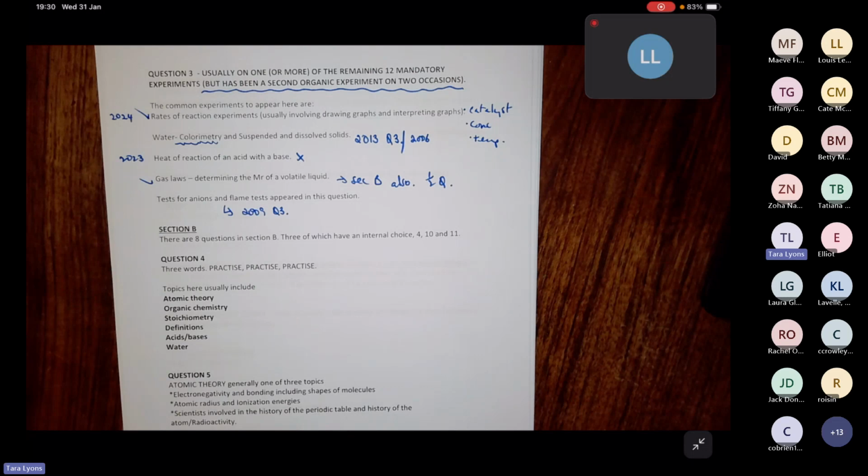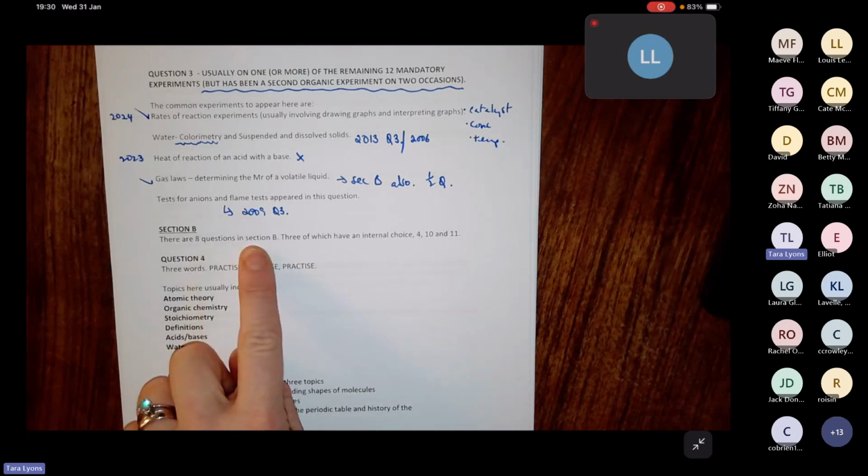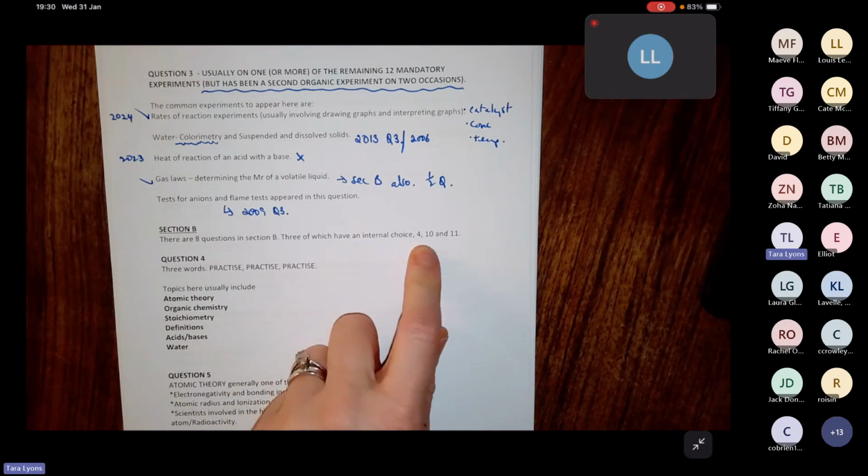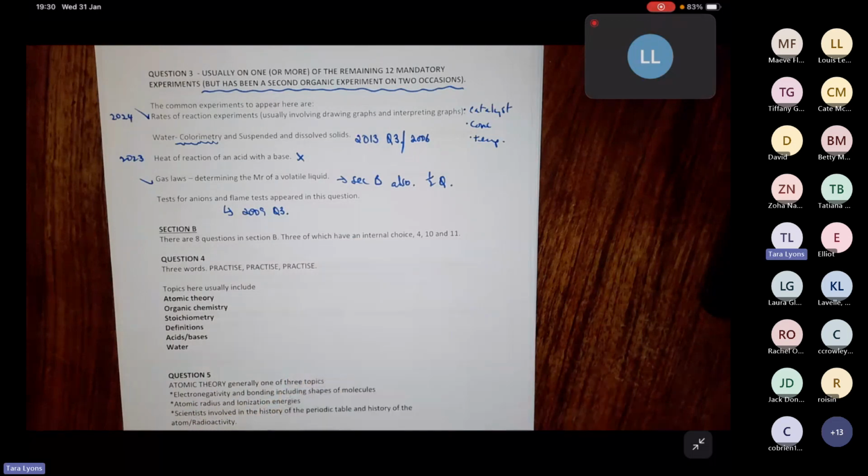Because if you get rid of those first 3 questions and don't do them, it means you have to answer the 8 questions in section B. And while there's a little bit of choice, just in questions 4, 10, and 11, so that's good. Choice is always good. If you've reduced the choice by not studying experiments, then I think that's not a great way to approach Leaving Cert Chemistry.